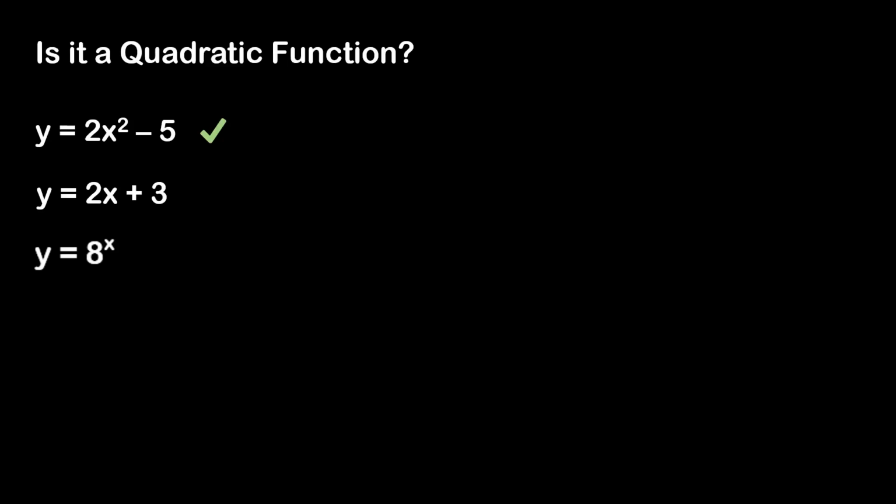Y is equal to x squared divided by 4 minus 5 is a quadratic function. We are allowed to use division and subtraction, and of course we have our x squared term. And finally, y is equal to 2x squared plus x minus 3 is a quadratic function.